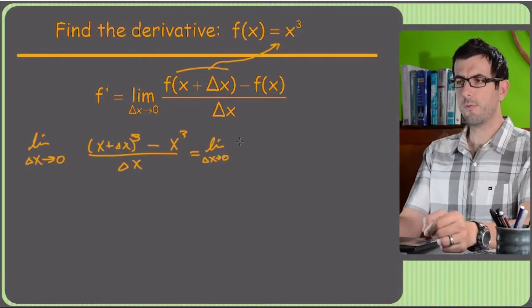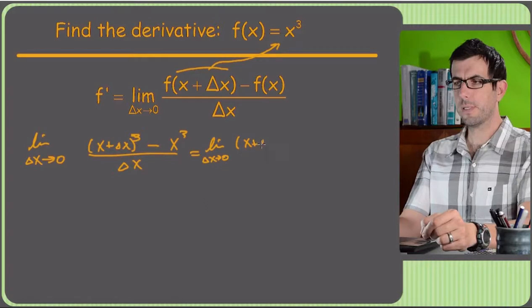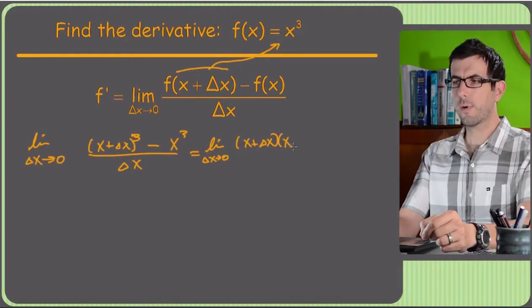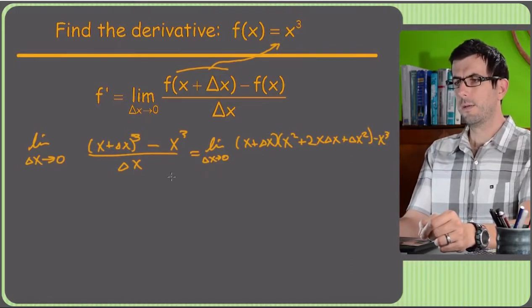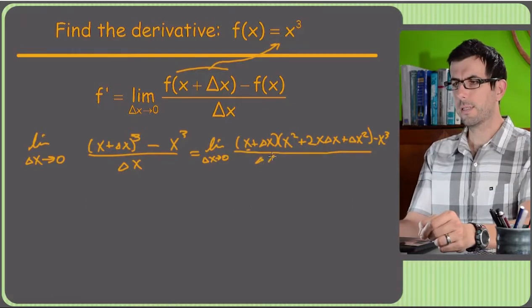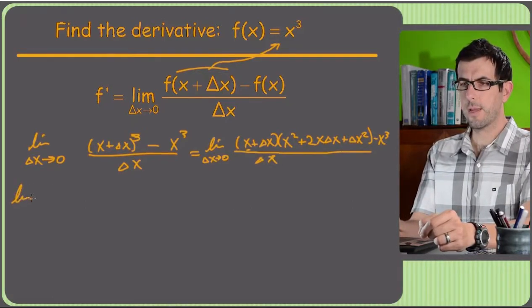First we'll FOIL 2 of them and leave 1. So we'll still have x plus delta x, but then we'll take 2 out of the 3 and FOIL them, and we'll get x squared plus 2x delta x plus delta x squared, minus x cubed, all over delta x. Alright, so this one's going to be the long line, I think.